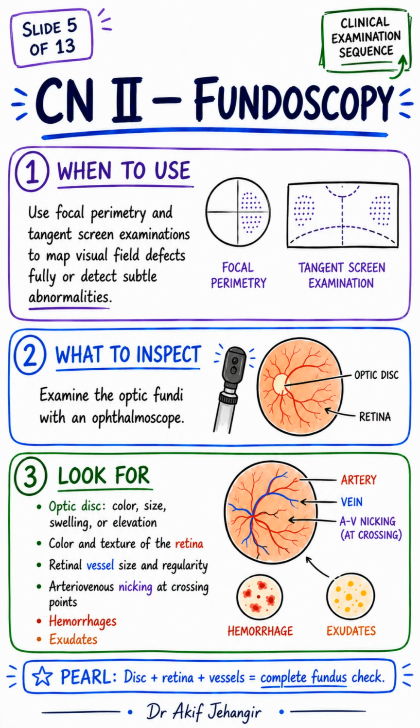Still in cranial nerve 2, examine the optic fundi. Think systematically. Optic disc, retina, and vessels. Look at disc color, size, swelling, or elevation. Then assess retinal color and texture, vessel size and regularity, arteriovenous nicking, hemorrhages, and exudates.